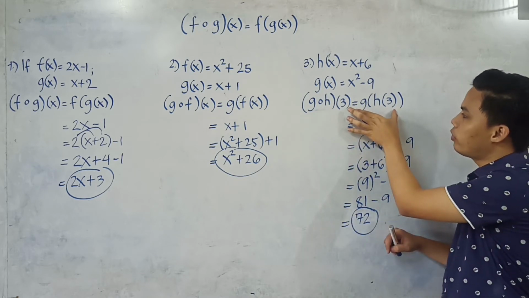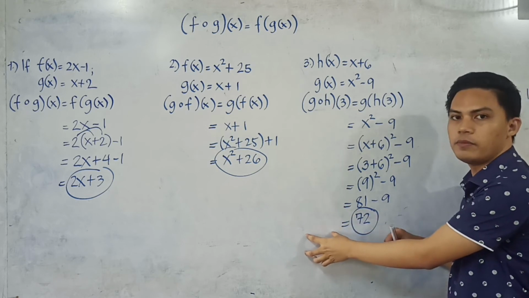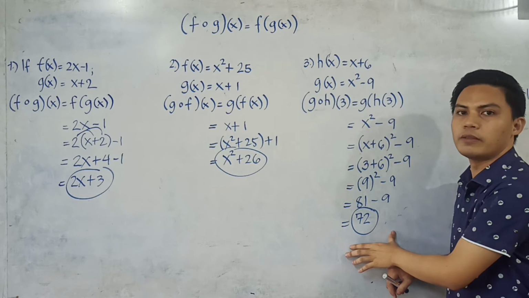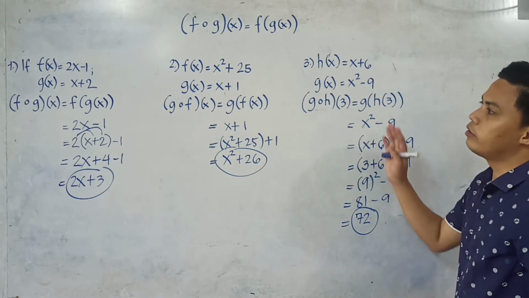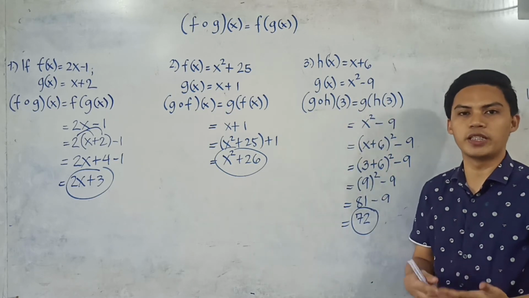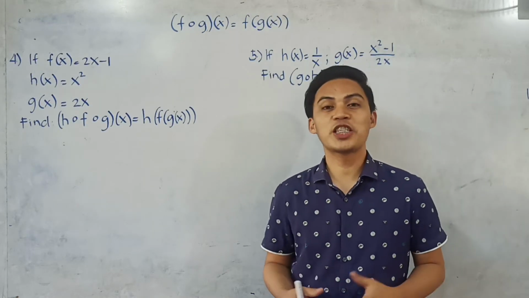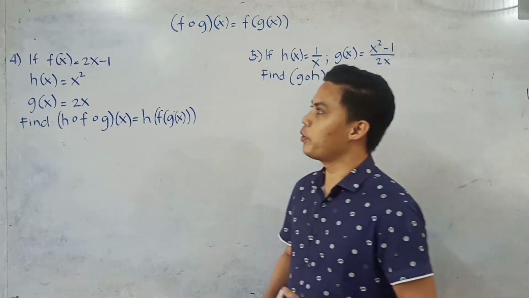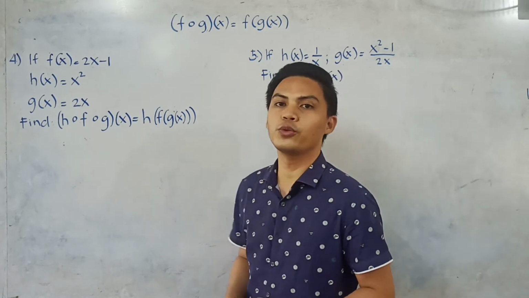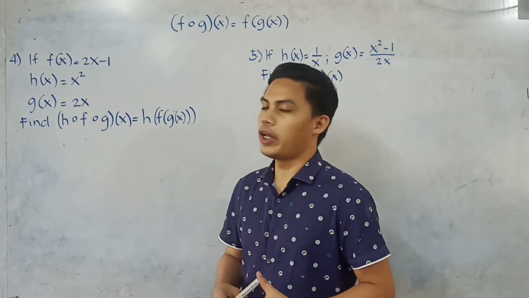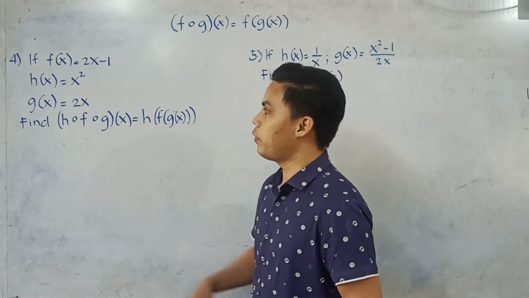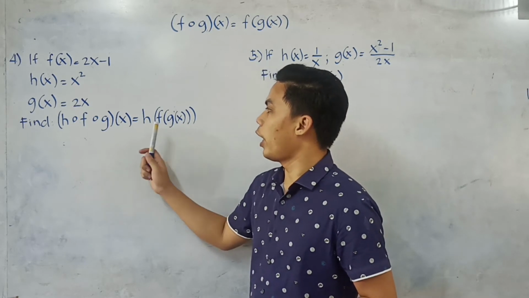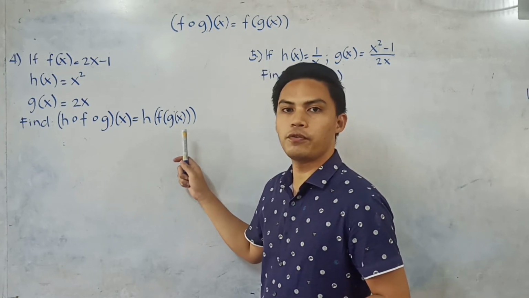So, pwede rin natin ito siya isulat all the way sa left side. Yung sinulat ko lang is yung nasa right side. And let's have another set of examples. Let's proceed to example number 4. So, sa example number 4, we have if f of x is equal to 2x minus 1, h of x is equal to x squared, and g of x is equal to 2x, we're going to look for h of f of g of x.